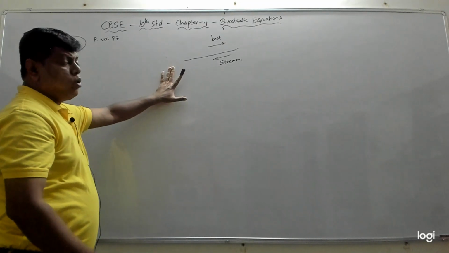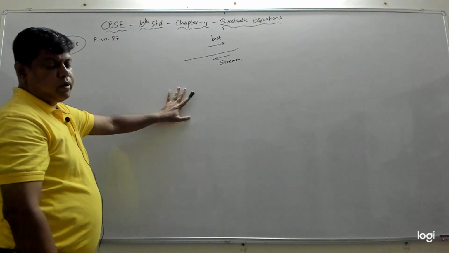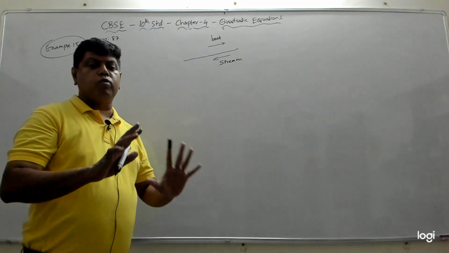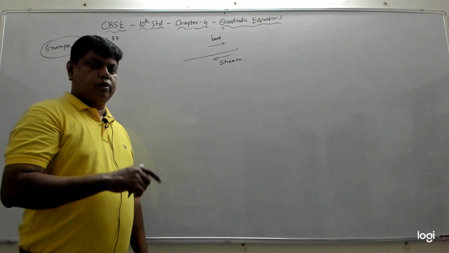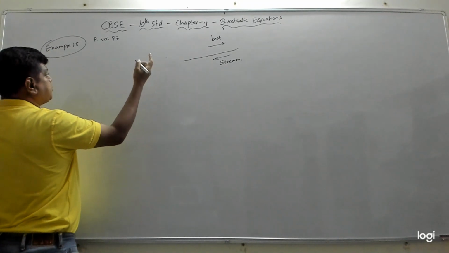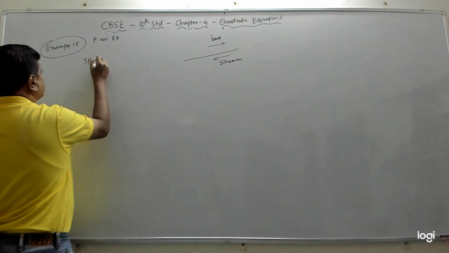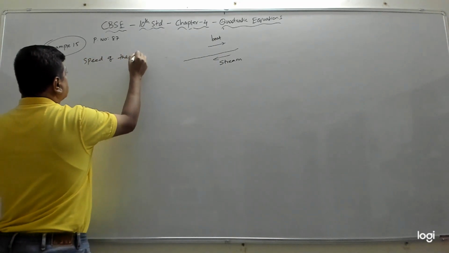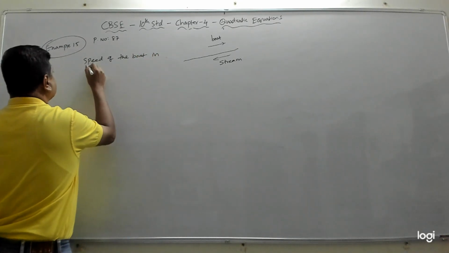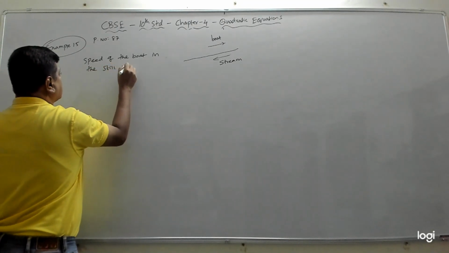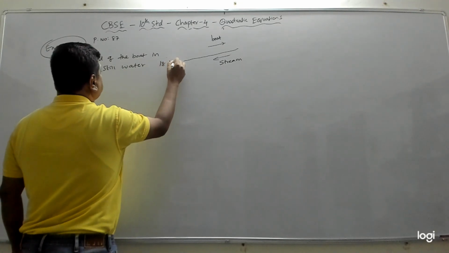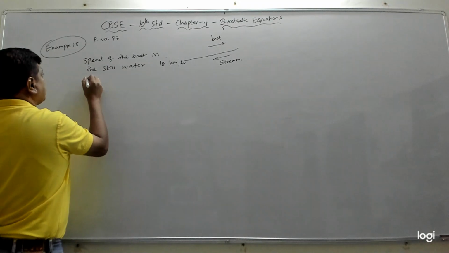I told you this in the linear equations in two variables chapter: whenever we see a problem which talks about upstream and downstream, then we should write two things immediately. One, they have given the speed of the boat in still water. What is the speed of the boat? Speed of the boat in still water is given to be 18 kilometers per hour.